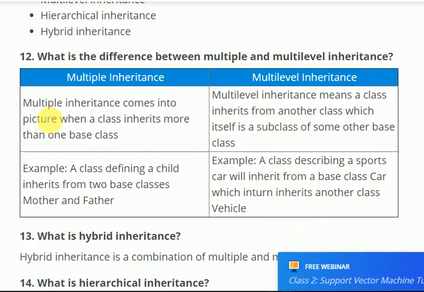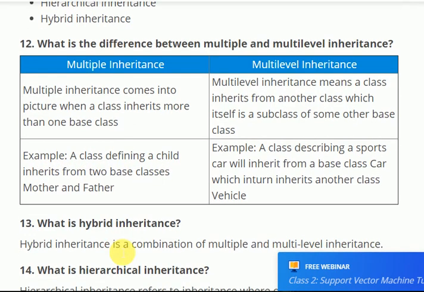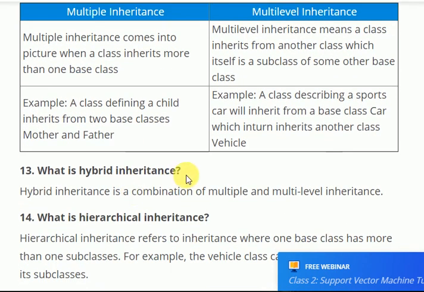Multiple inheritance comes into picture when a class inherits from more than one base class. A class defining a child inherits from two base classes, mother and father. This is multiple inheritance. Hybrid inheritance is a combination of multiple and multi-level inheritance.